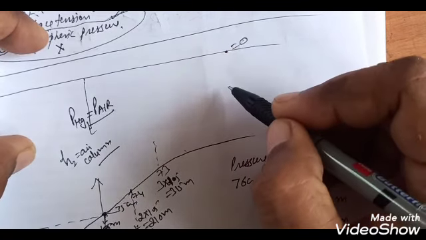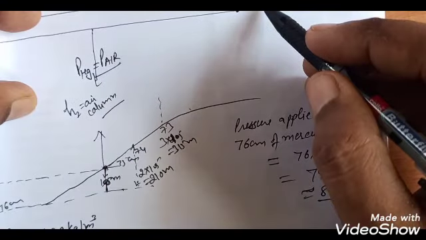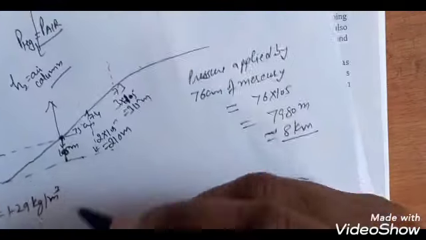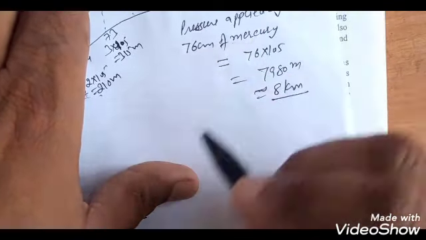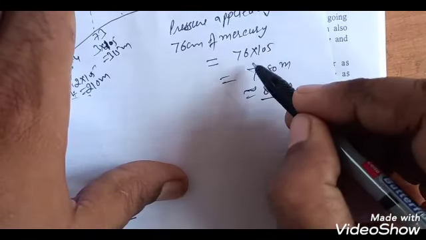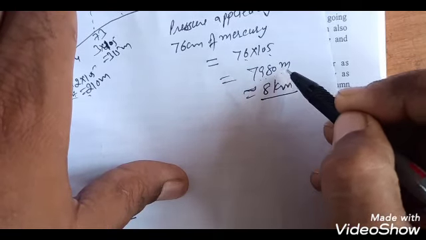If you reach the top of the atmosphere here, then what will be the pressure here? 0. So what is the decrease in pressure from 76 centimeter to 0? 76 centimeter decrease in pressure is there. Then how much height have you moved if pressure falls by 76 centimeter of mercury? 76 into 105. That is 7,980 meter.